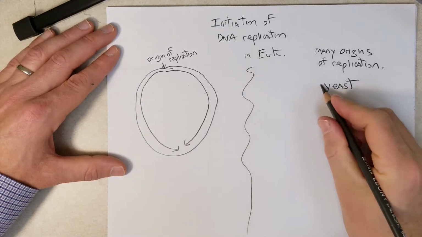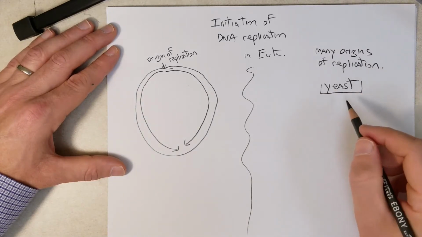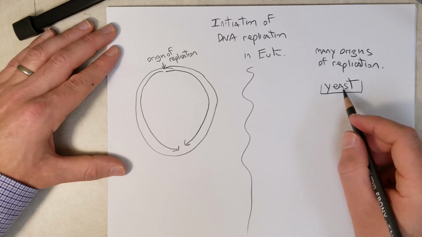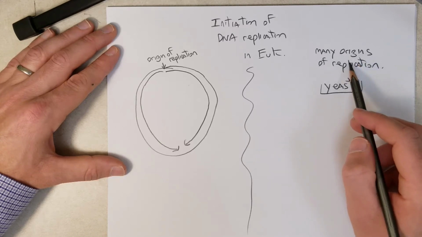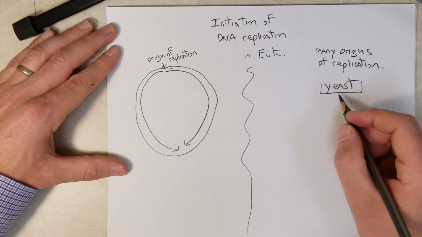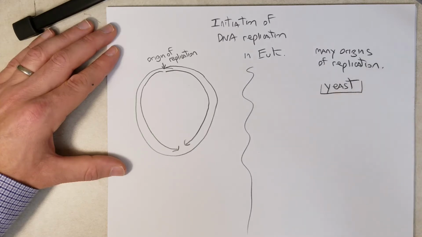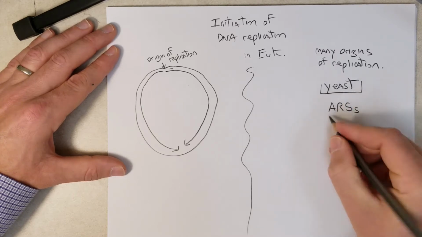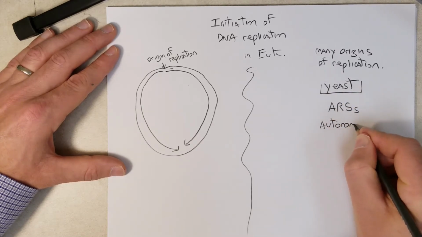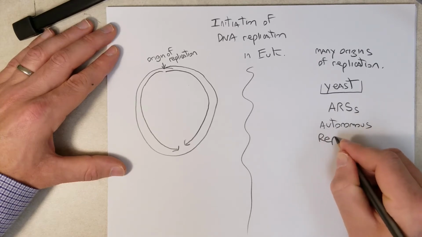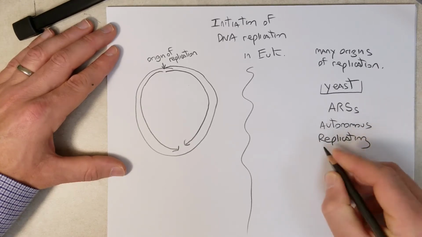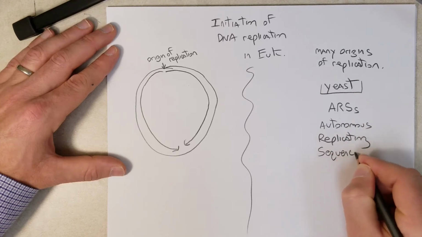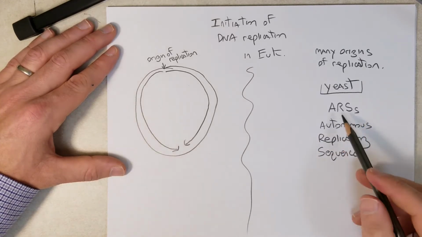Now, in yeast, scientists have done a pretty good job at identifying the sequences that are found at origins of replication. We still don't know everything there is about what determines an origin of replication. But in yeast, they are called ARSs, for autonomous replicating sequences. And if you're curious, this name comes from how they were discovered.